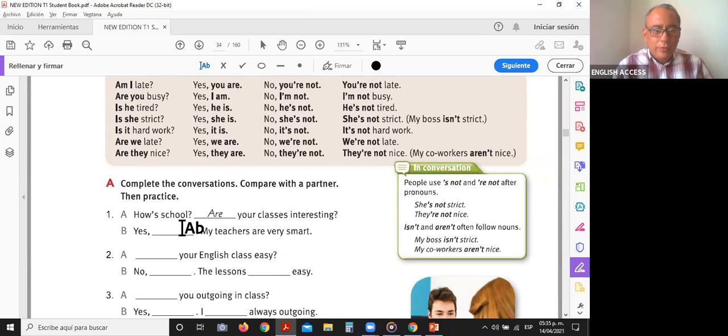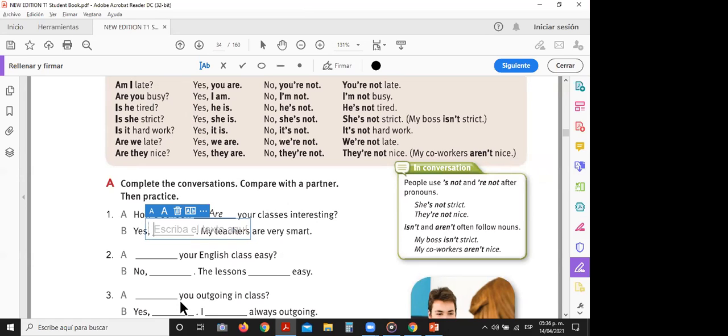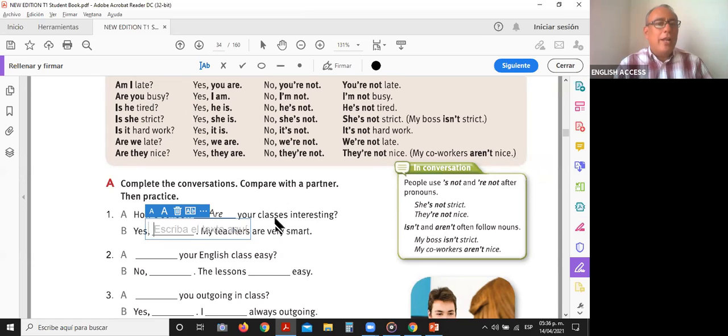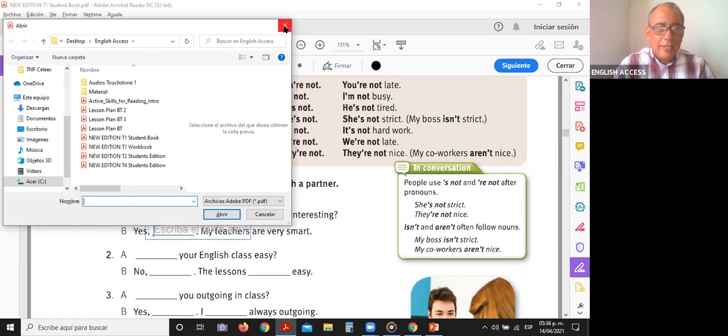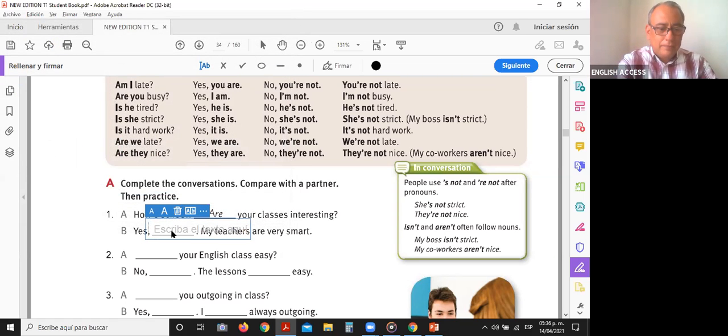Take a look at the question. Are your classes interesting? ¿Son tus clases interesantes? We are talking about the classes. Classes is plural. They are. Exactly. Be careful. Yes, they are.